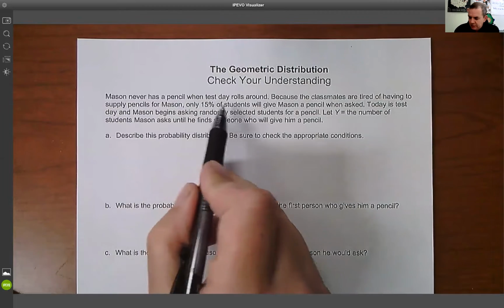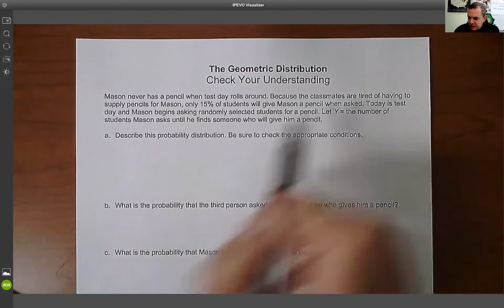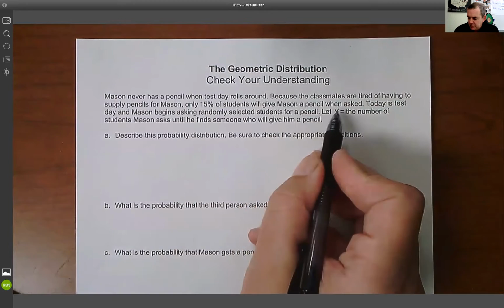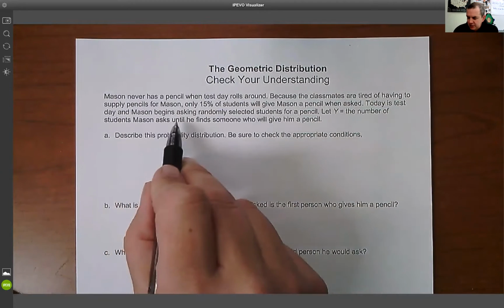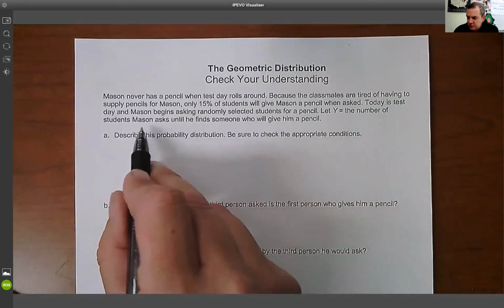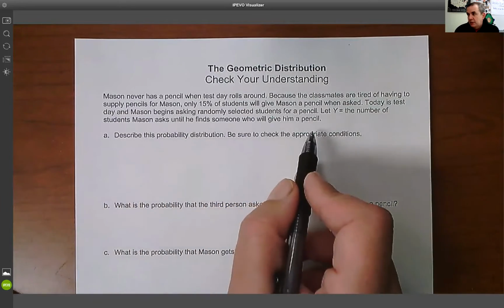So Mason never has had a pencil when test day rolls around because classmates are tired of having to supply pencils for Mason. Only 15% of the students will give Mason a pencil when asked. Today is the test day and Mason begins asking randomly selected students for a pencil. Let Y equal the number of students Mason asks until he finds someone who will give him a pencil.